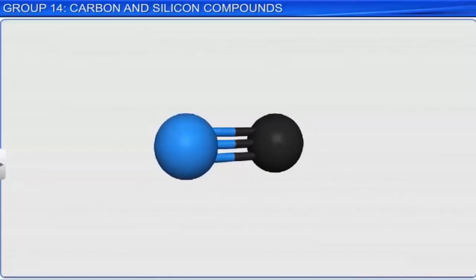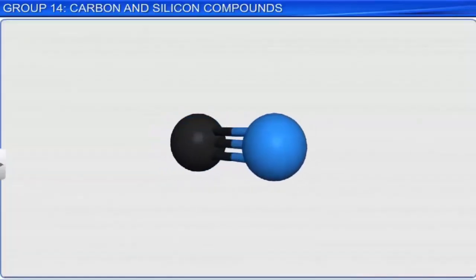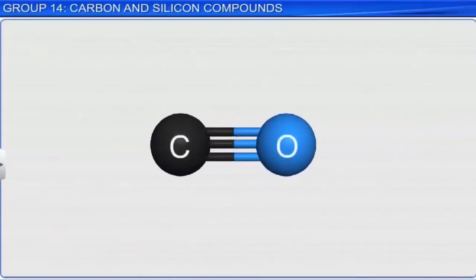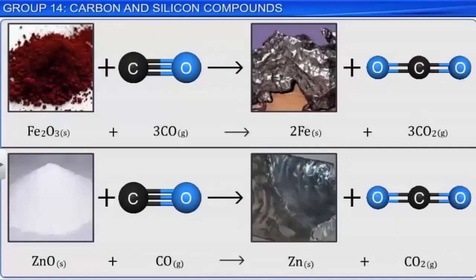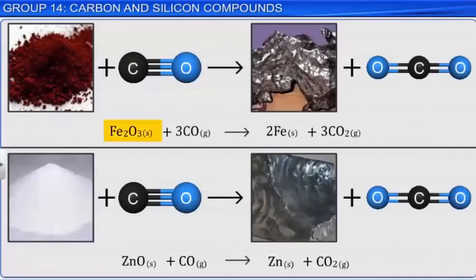Reactions with carbon monoxide are used to extract many metals from their ores. The reactions here show iron 3 oxide and zinc oxide producing iron and zinc. In the process, carbon monoxide is oxidized to form carbon dioxide.